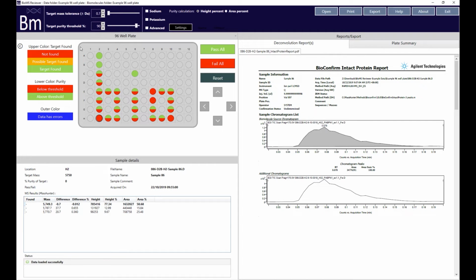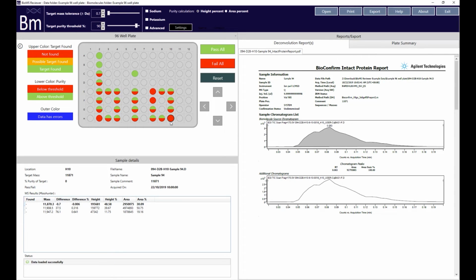In the example result set shown, a mass tolerance value of 0.7 daltons has been used. 4 of the samples, E8, F8, H2 and H10, show a red upper half of the circle, indicating that these samples may not contain the desired target molecule.